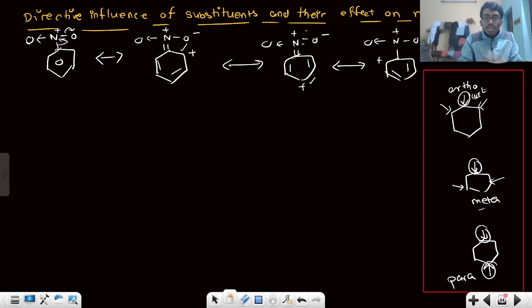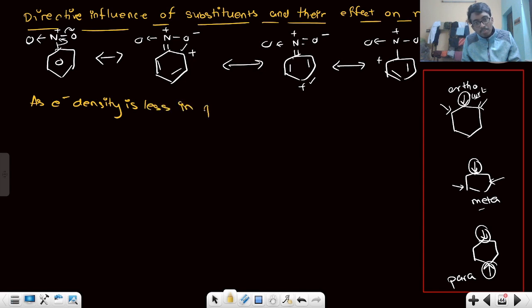So tell me, where will the electrophile attach? Where there is electron deficient center, or electron rich center? So where is the electron rich center? So where will the substituent come and attack? Meta position. So this is a meta directing deactivating group. So therefore, let me write it: electron density is less in ortho and para position, but high in meta position.